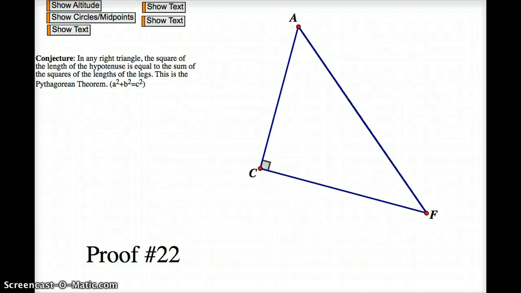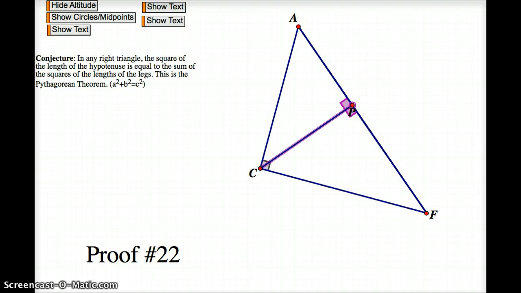This is proof number 22 of the Pythagorean theorem. We're trying to prove that the square of the length of the hypotenuse of any right triangle is equal to the sum of the squares of the lengths of the other two sides. So we started with a generic right triangle, ACF, with our right angle at point C.